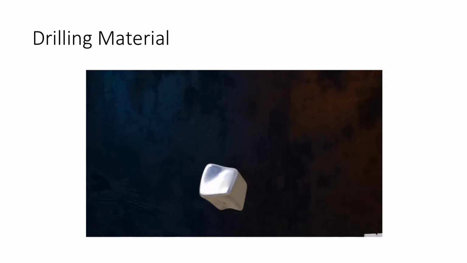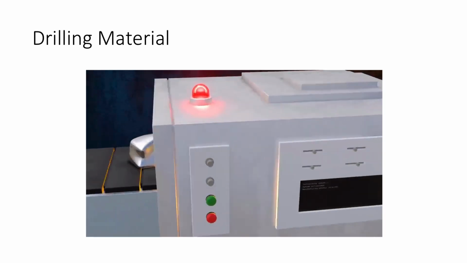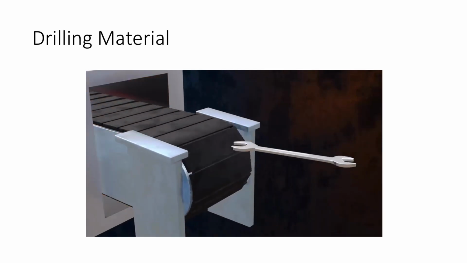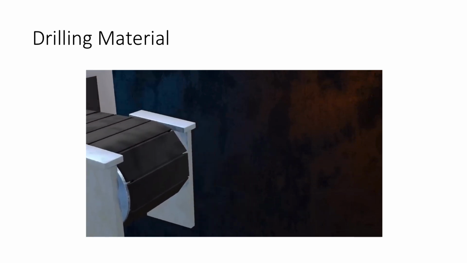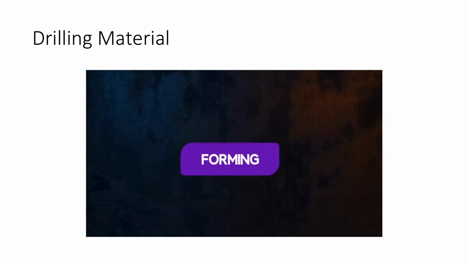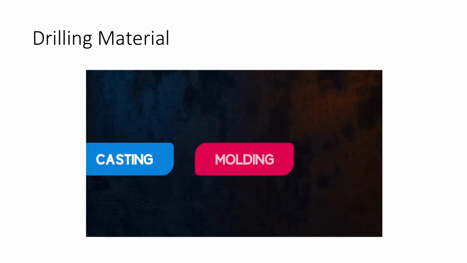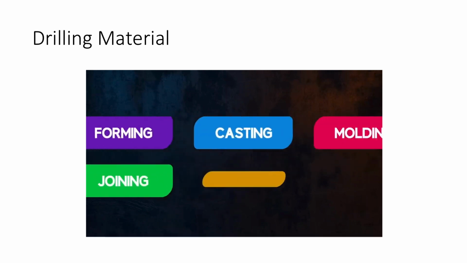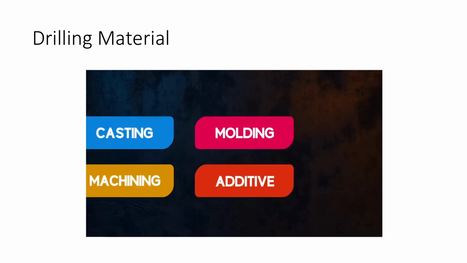Do you ever wonder how amorphous lumps of material are turned into the everyday products which surround us? Let's find out. In this video, we're going to talk about manufacturing processes. There are 6 main categories of manufacturing processes, which are forming, casting, molding, joining, machining, and additive manufacturing.